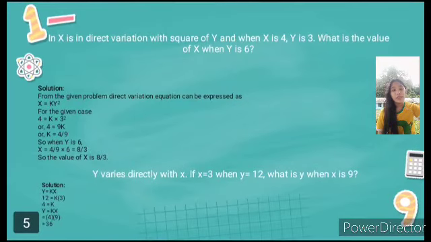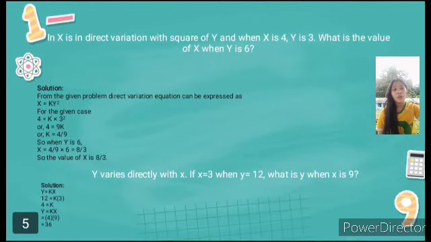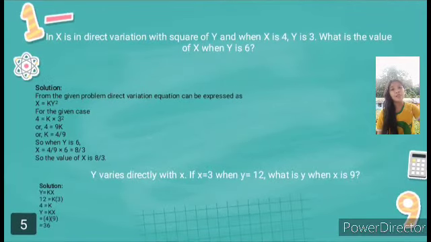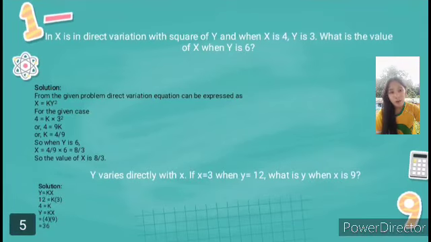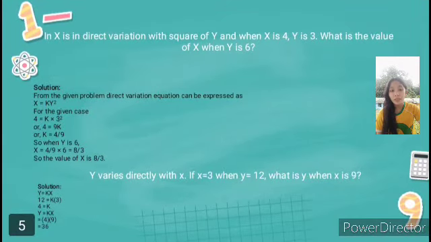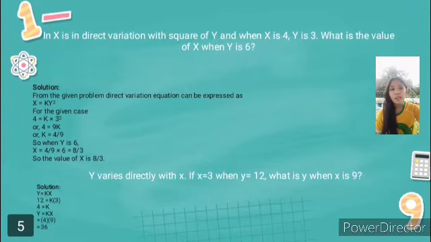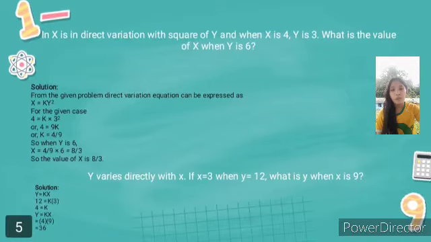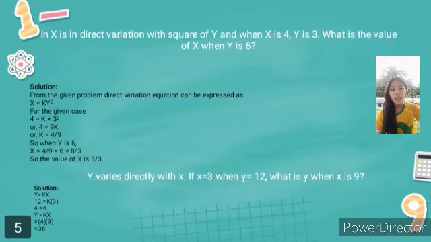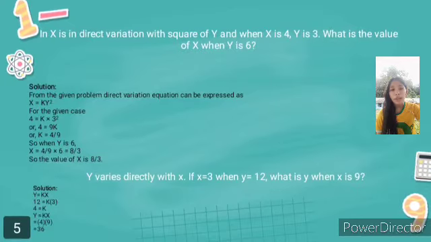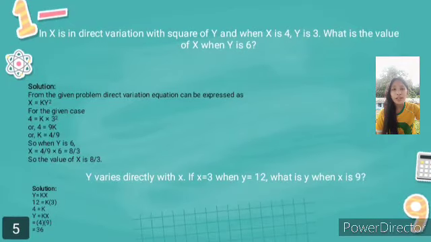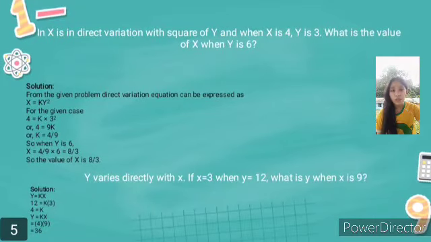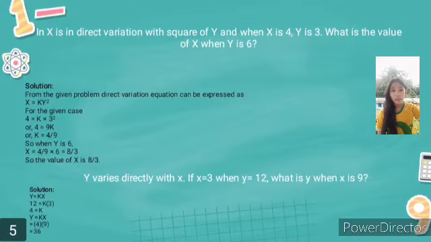And x is in direct variation with the square of y. When y is 3, x is 4. What is the value of x when y is 6? The solution: from the given problem, the direct variation equation can be expressed as x equals ky squared. For the given case, 4 equals k times 3 squared, or 4 equals 9k, or k equals 4 over 9. So, when y is 6, x equals 4 over 9 times 36, which is 16 over 1... so, the value of x is 8 over 3.